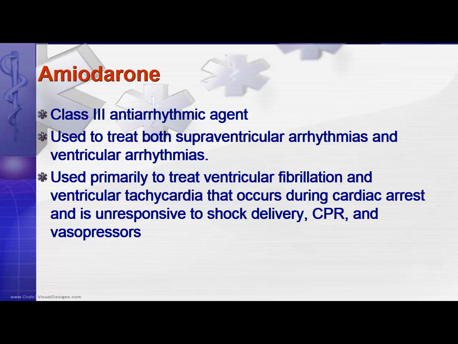Okay? All right, amiodarone, class 3 antiarrhythmic agent, used to treat both supraventricular arrhythmias and ventricular arrhythmias. So again, it's another good drug for your tachyarrhythmias. Only thing is that amiodarone long-term has some pretty nasty side effects to the body and some toxicity issues as well. Used primarily to treat VFib and VTach that occurs during cardiac arrest and is unresponsive to shock delivery, CPR, and vasopressors. So what does that mean? That means that we use amiodarone if we have a patient that is in refractory VTach. What does that mean? It means that it hasn't been responsive to any other treatment.